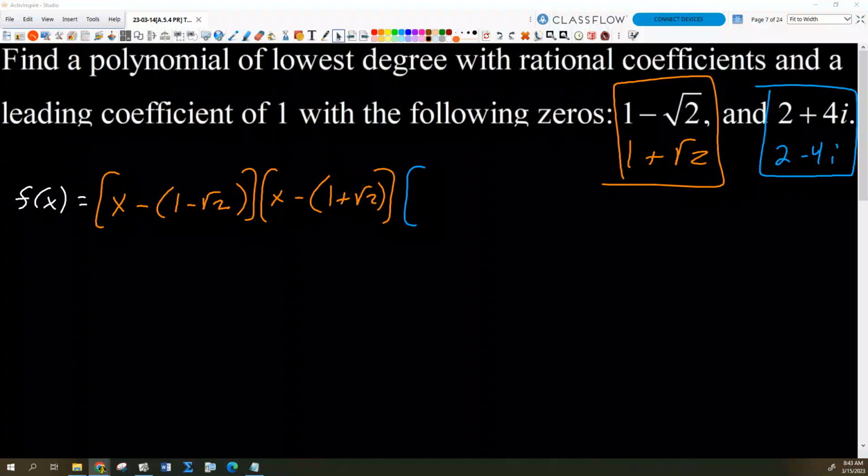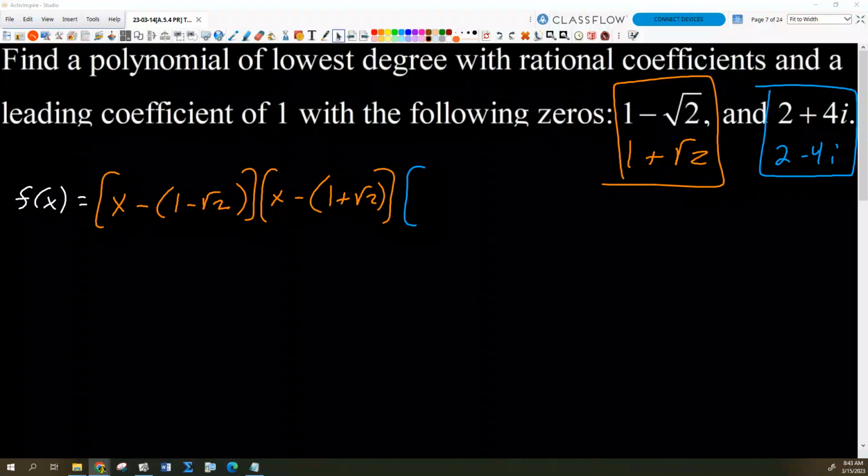All right, so I wanted to just finish up this one quick example with you guys. Okay, so we were looking at this example where we were told that we want to have a leading coefficient of 1, build a polynomial, leading coefficient of 1, so that makes things easy. We were told that we had the two zeros, 1 minus the square root of 2 and 2 plus 4i.